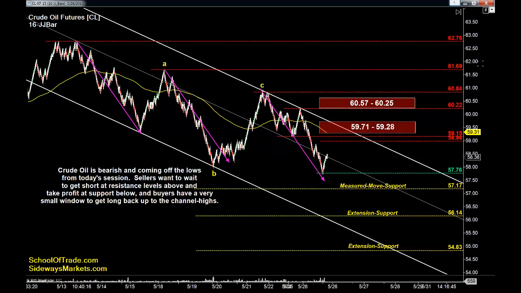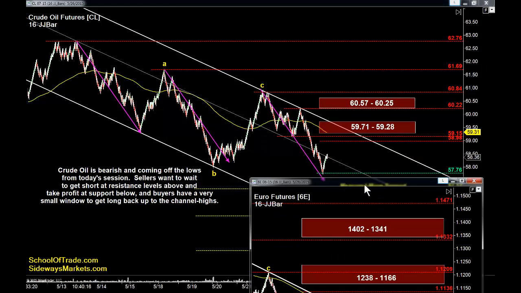So bearish here on the crude. Again, short-term buying opportunities, long-term selling opportunities here on the crude.